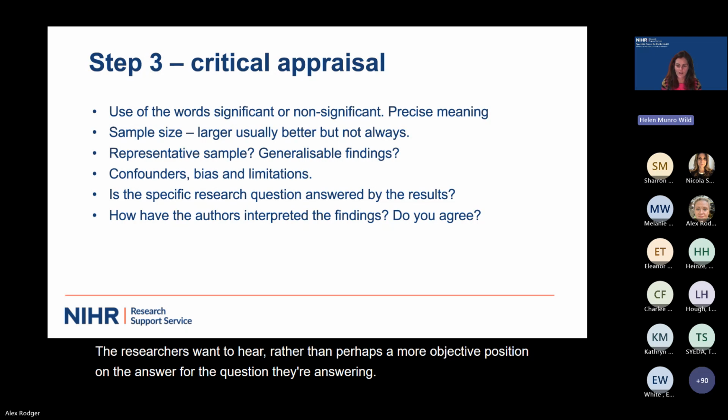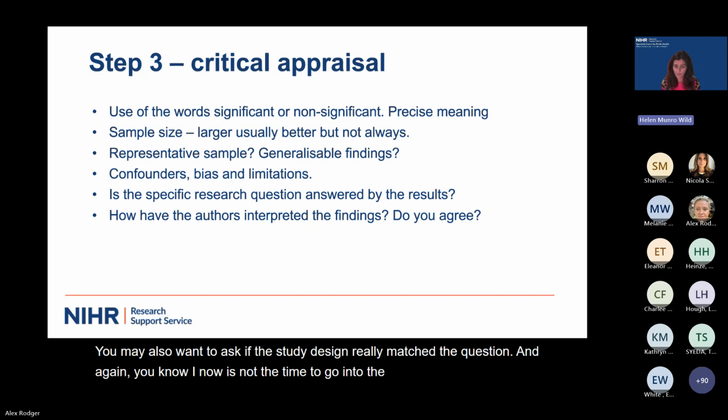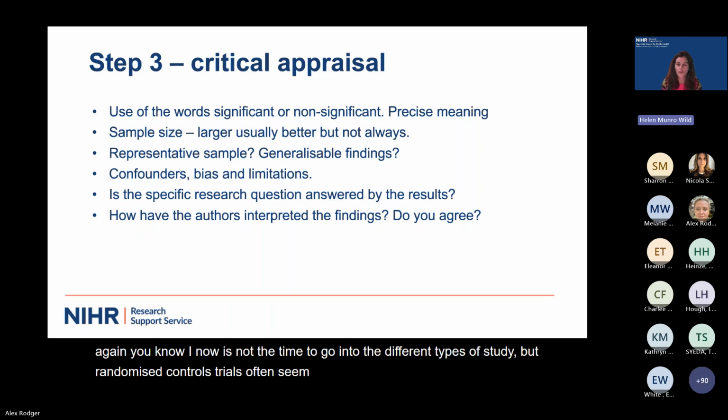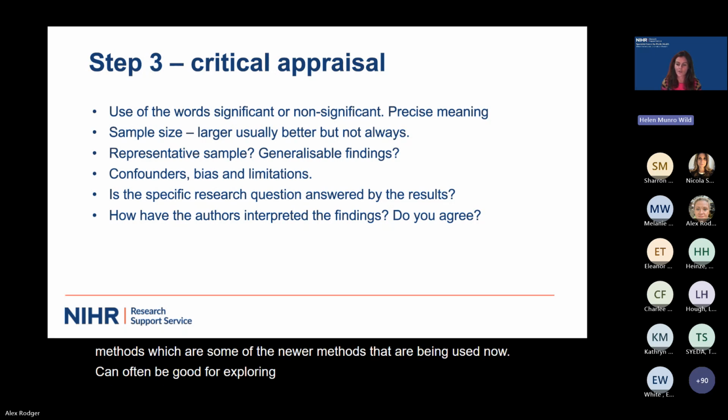You may also want to ask, did the study design really match the question? And again, now is not the time to go into the different types of study, but randomized controlled trials, often seen as the gold standard, often require a bigger sample size, whereas realist evaluation or consensus methods, which are some of the newer methods that are being used now, can often be good for exploring experiences or complex systems and may not need such a big sample size.